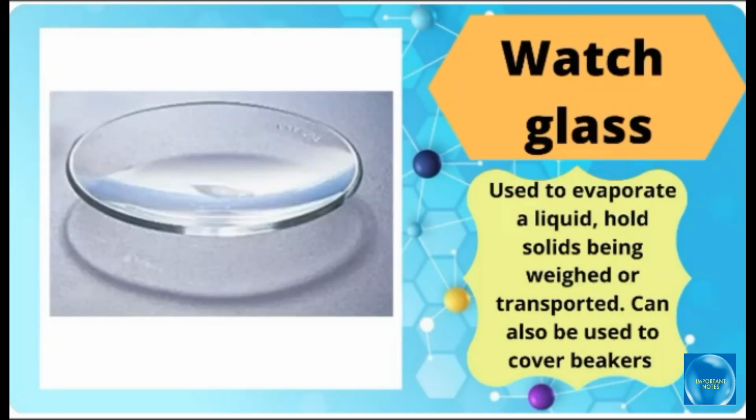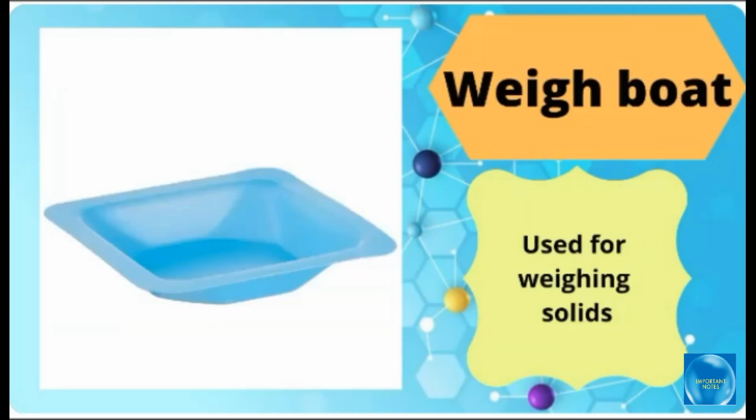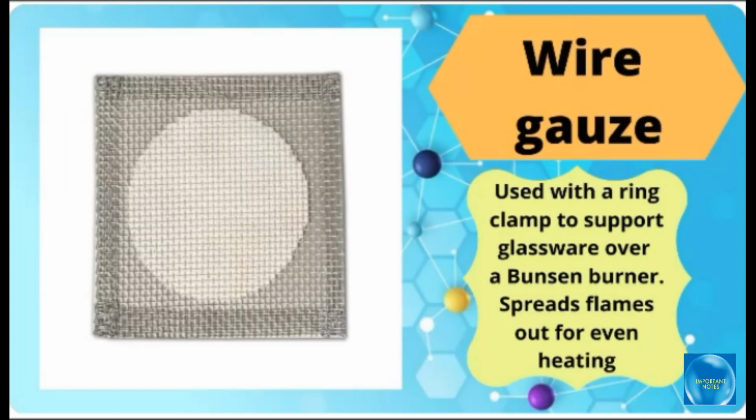Watch glass, used to evaporate a liquid, hold solids being weighed or transported. Can also be used to cover beakers. Weigh boat, used for weighing solids. Wire gauze, used with a ring clamp to support glassware over a Bunsen burner. It spreads flames out for even heat.